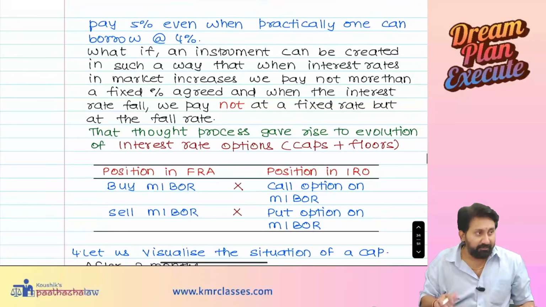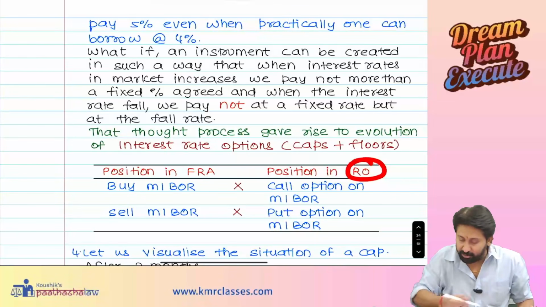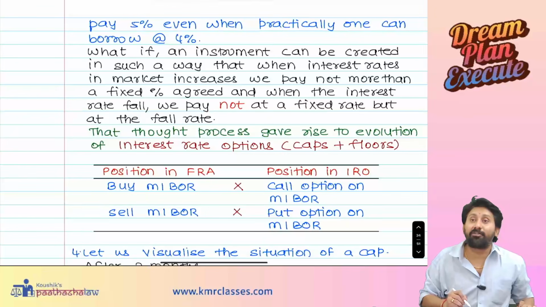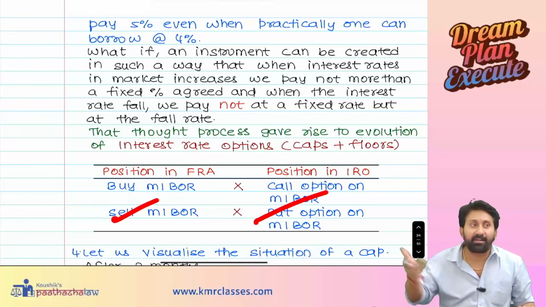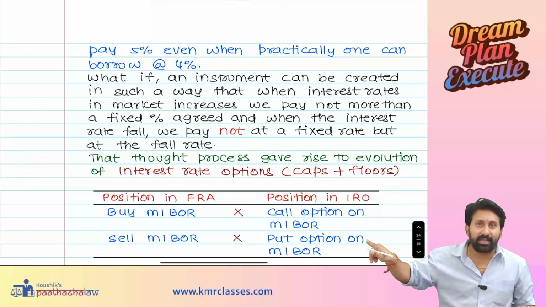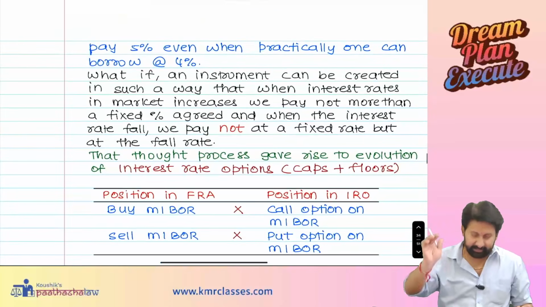Okay. If in FRA you are taking a buy MIBAR, in interest rate options you will take a call option on MIBAR, because buy means call option, where you will have the right to buy. Here buy, here call option. Here sell, the seller will take a put option. So you will take a buy MIBAR, call option on MIBAR. You will take a sell MIBAR, put option on MIBAR. Okay, read this.